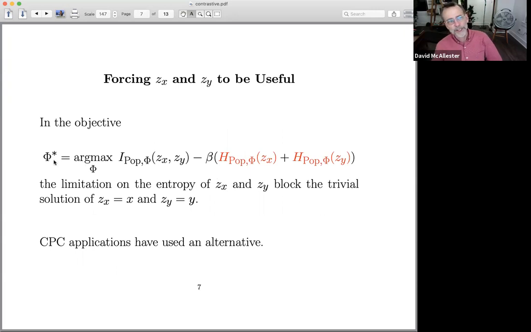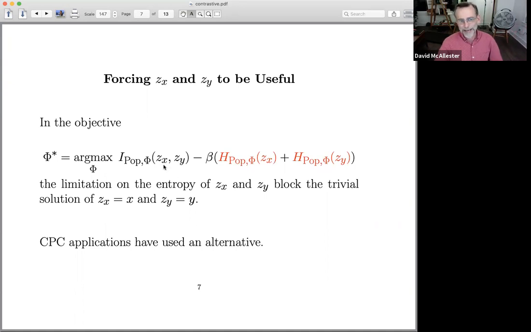Now, in the original formulation of information theoretic or maximum mutual information co-training, we put in these terms that try to drive down the entropy of Zx and Zy, right? Because we want to block this trivial solution. If we make Zx equal to X and Zy equal to Y, then this mutual information is the mutual information between X and Y, which is the best you can do. We want to block this trivial solution by limiting the information in this abstracted information.